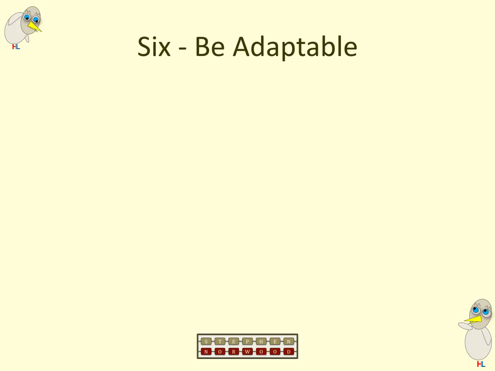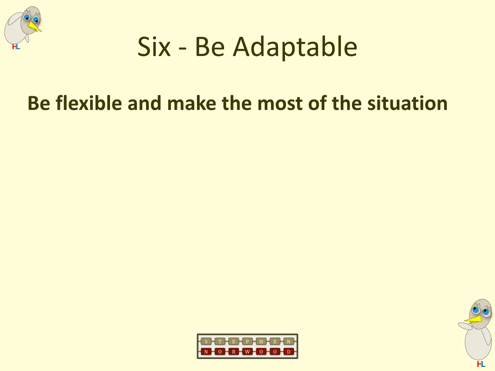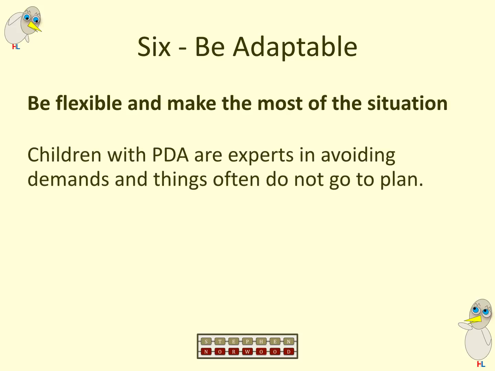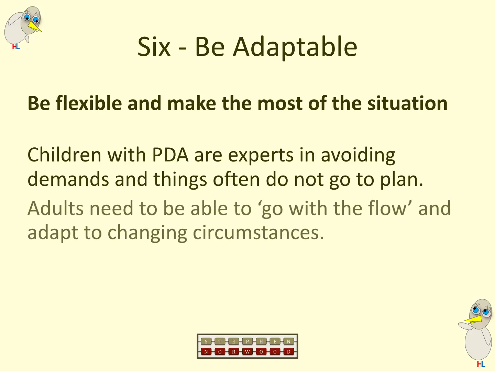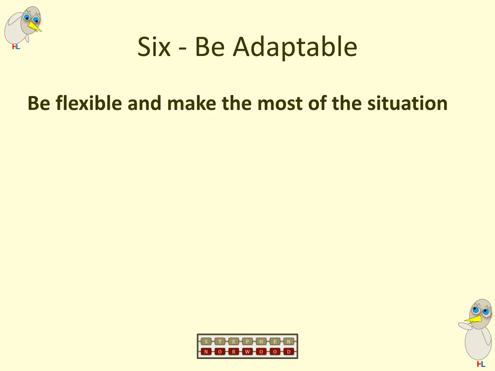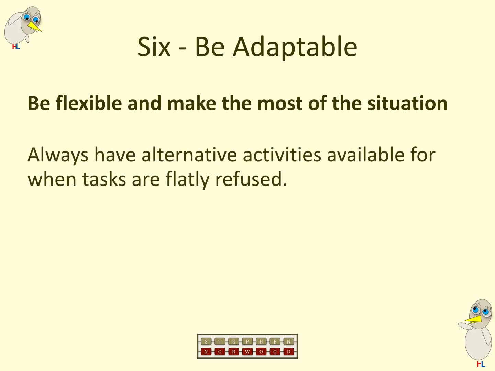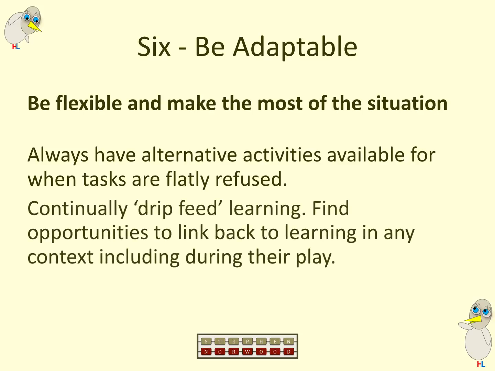6. Be adaptable. Be flexible and make the most of the situation. Children with PDA are experts in avoiding demands and things often do not go to plan. Adults need to be able to go with the flow and adapt to changing circumstances. Always have alternative activities available for when tasks are flatly refused. Continually drip feed learning. Find opportunities to link back to learning in any context, including during their play.